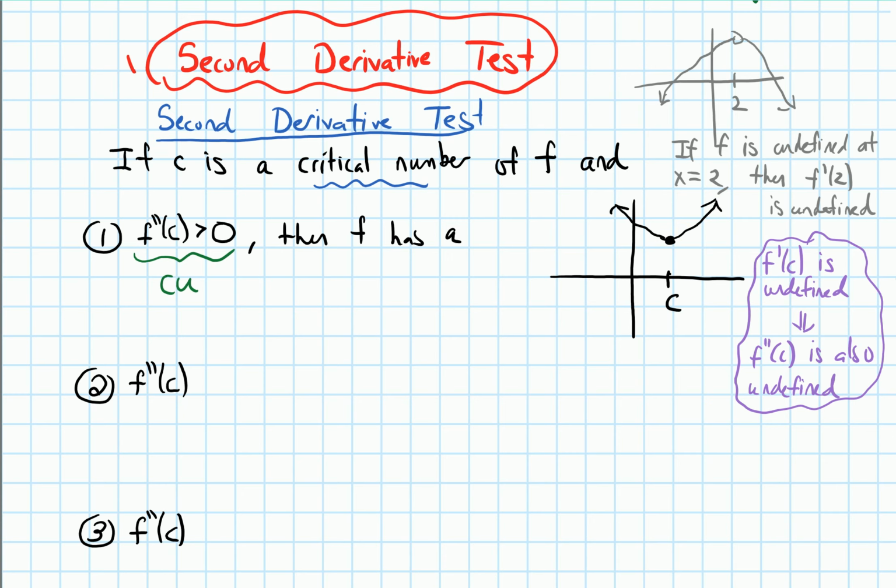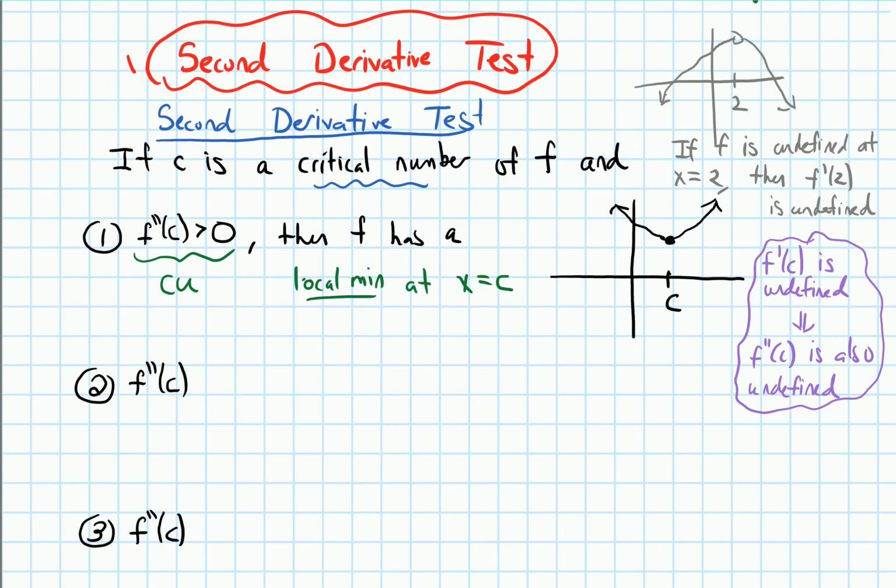And just by looking at this now, I can see that f has a local min at x equals c. So if I know that a value is a critical number, and I plug it into the second derivative, and the second derivative gives me a positive value, that tells me my original function is sort of concave up. It has this upwards U-shape. And if it does have that upwards U-shape at this critical number, there's going to be a local min.